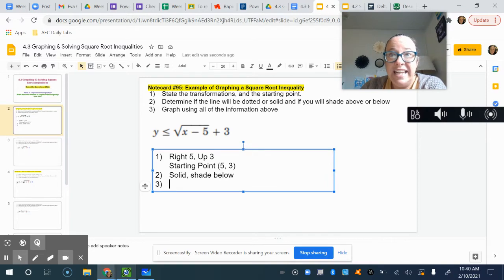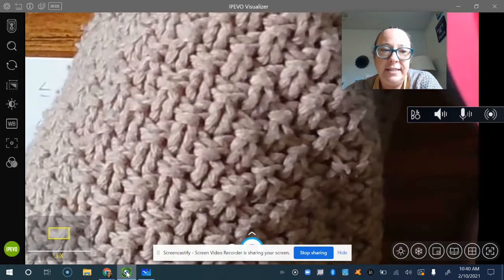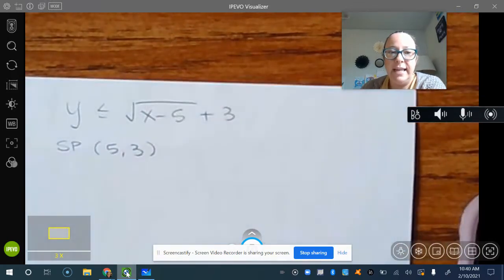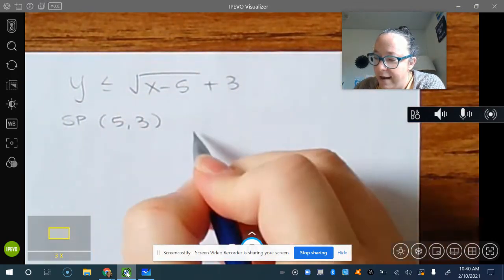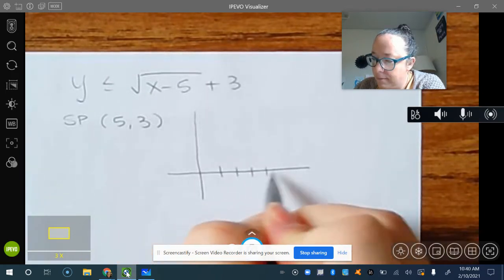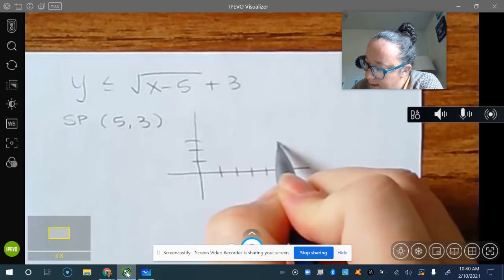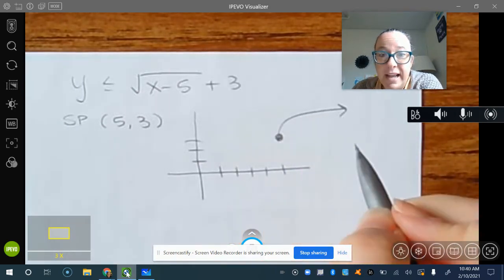Okay, so I had to get my document camera ready. Okay, so here we are. We've got to graph this. Now, I know we can use Desmos. I get it. But you still have to be able to do these by hand. So we go right 5 and up 3. And then it goes like this. And Desmos could be my guide there.